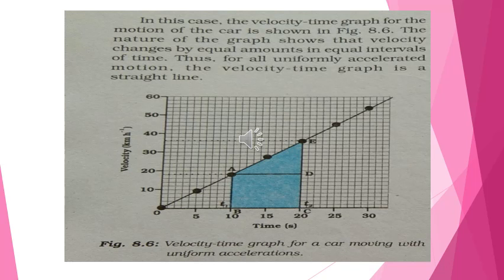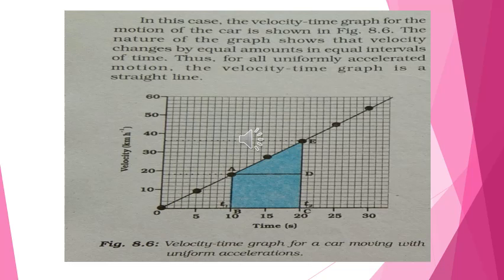When the uniform velocity is there, we have seen the graph, the line is a straight line which is parallel to x-axis. But when the motion is uniformly accelerated, means speed goes on increasing after equal intervals of time, then in this case, see, the graph looks like this. The velocity time graph for the motion of the car is shown in the figure. The nature of the graph shows the velocity changes by equal amount in equal interval of time.